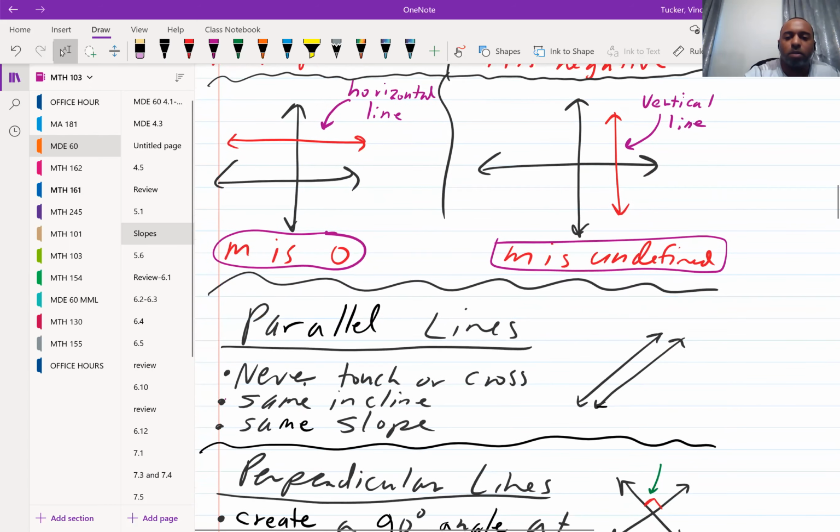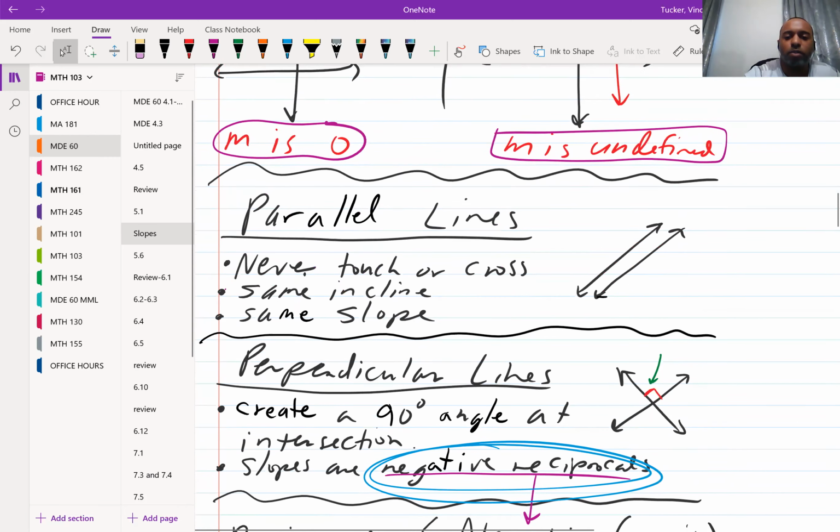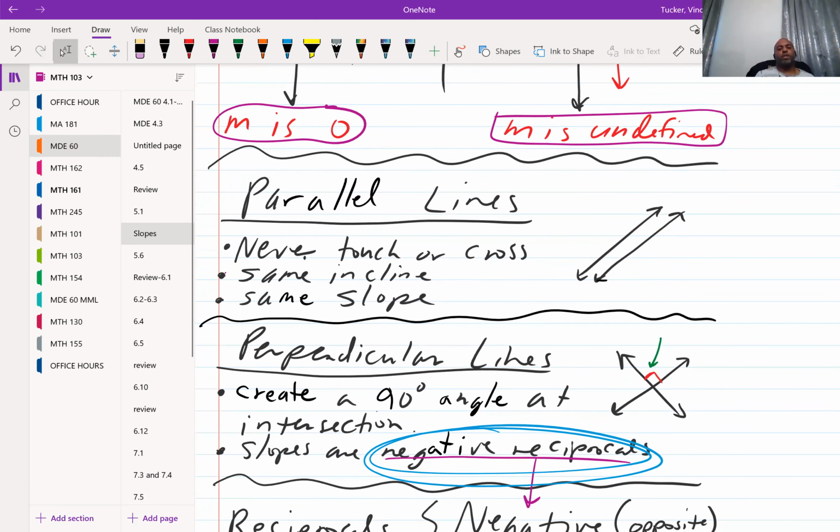All right, so we have 2 relationships that will play a role in us moving forward and how we knock this stuff out. Parallel lines are lines that never cross or touch. If that's the case, they have to have the same incline, which means they will have the same slope.